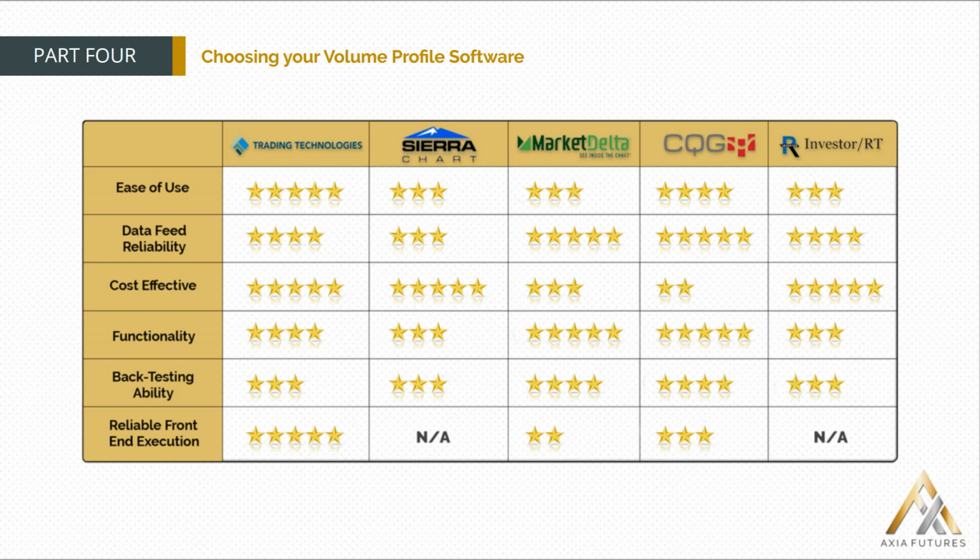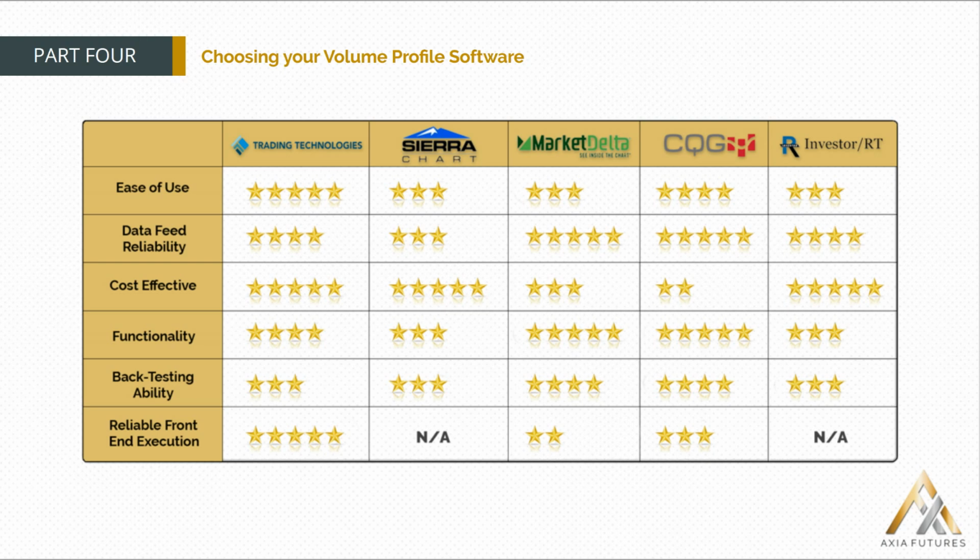In terms of cost effectiveness, again, highly important. If you're a starting trader, cost means everything. If you're a more experienced and professional trader, then cost isn't that important and you're better off going with the more expensive products. As you can see, in terms of cost effectiveness, Trading Technologies is highly cost effective. Sierra Chart, highly cost effective, with Market Delta and CQG being a little bit more expensive. Again, as noted, CQG is the professional industry standard charting package, and therefore it is far more expensive. As you can see, also Investor RT is relatively cheap.